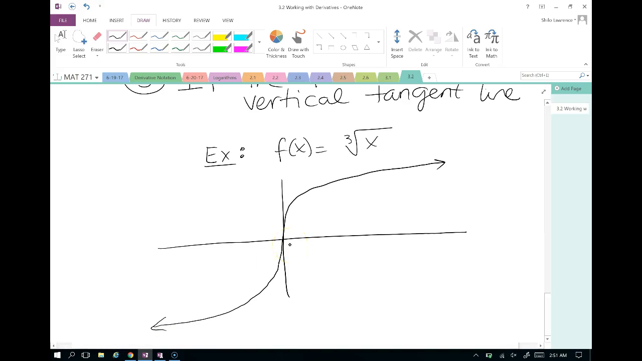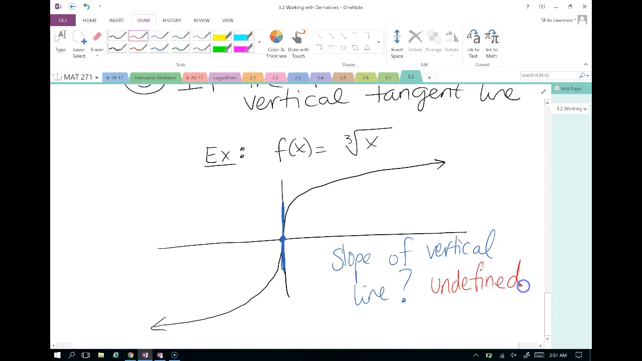Most of your tangent lines are not going to be a problem at all, but there is one spot on this graph where we have a vertical tangent line, and that is here at 0, 0. If you draw a tangent line there, it will be perfectly up and down. And remember, derivative is the slope of a tangent line. And if the tangent line is vertical, what is the slope of a vertical line? It's undefined.